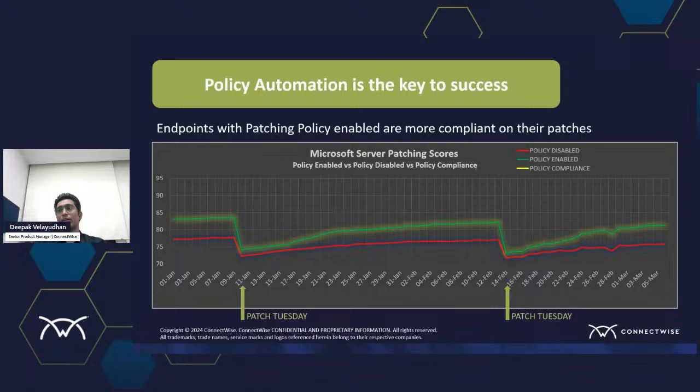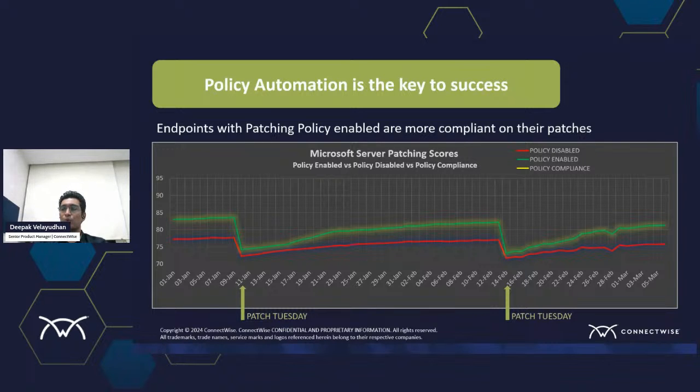And what you'll see here are 2 lines. The red line represents endpoints which are not enabled for patching, and the green line represents endpoints which are enabled for patching. So what we're comparing here are their Microsoft compliance score, or what are the total number of patches installed on them compared to what is being offered by Microsoft. We're not keeping policy or any settings in place. We're just comparing how these endpoints basically match up next to each other.